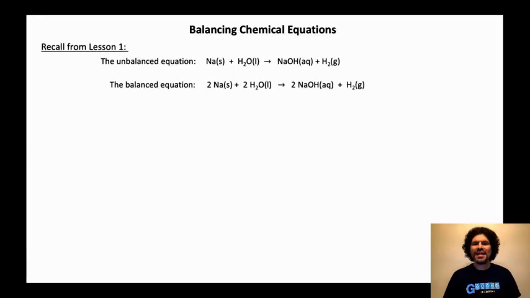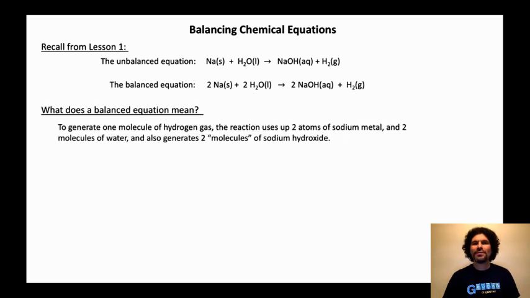When I left you at the end of the last lesson, I left you with both the unbalanced and balanced equation for the reaction of sodium metal with water to give sodium hydroxide and hydrogen gas. So what I propose to do in this lesson now is go through the details of how we go about balancing an equation. But first I want to take a moment to look back at this big picture and ask the question, what does a balanced equation mean?